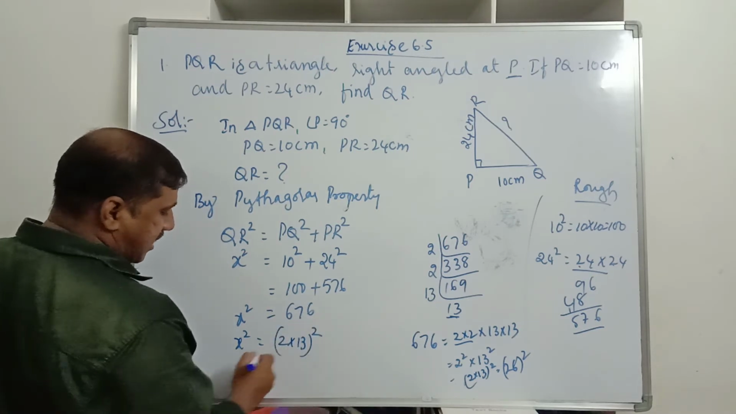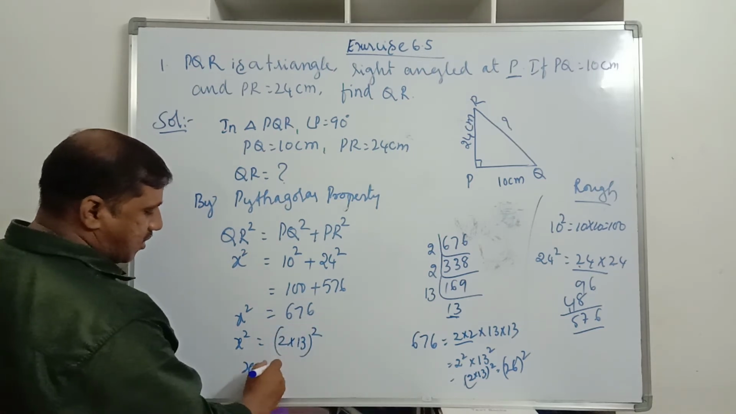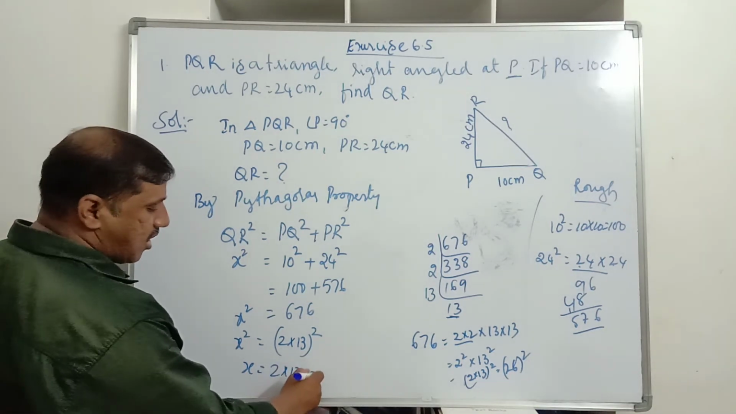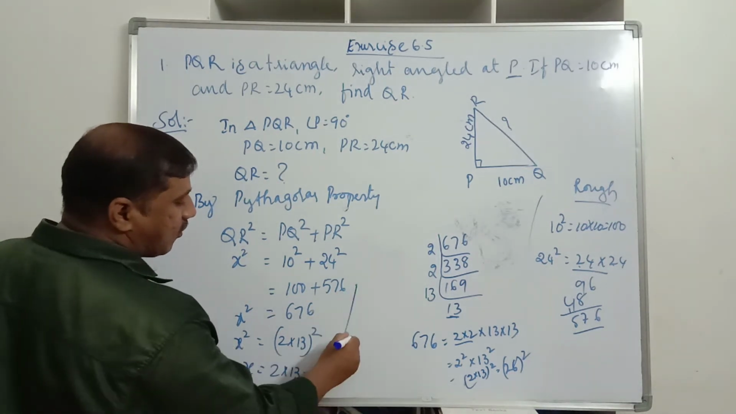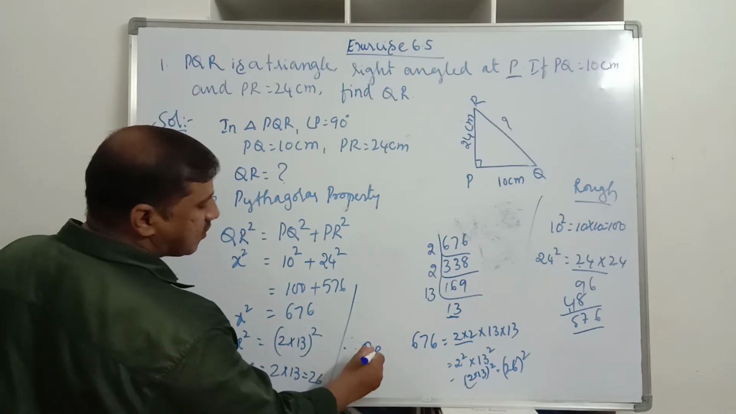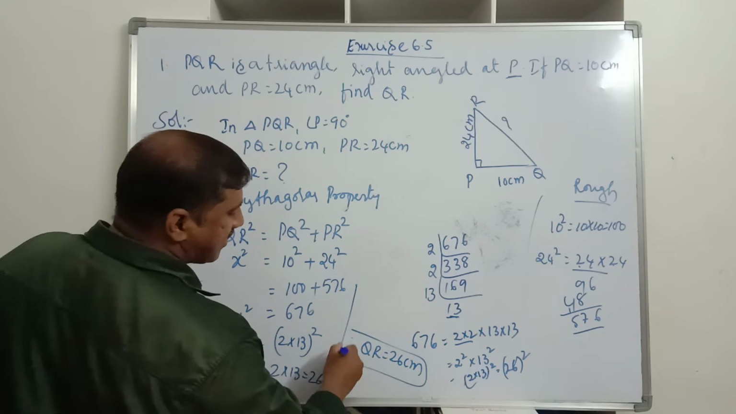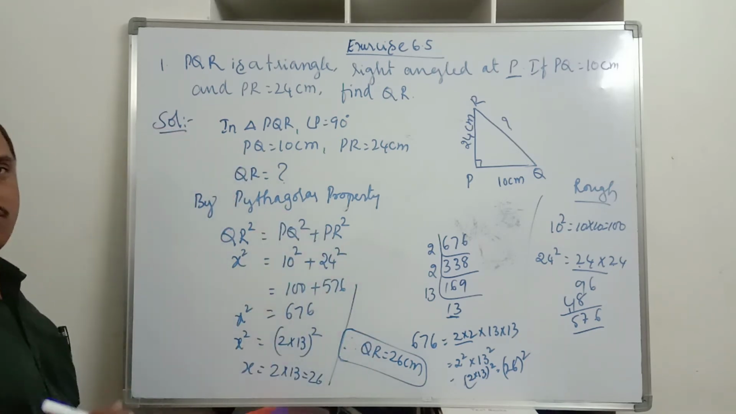That is, x is equal to 2 into 13, and 13 twos are 26. Therefore, QR is equal to 26 centimeters. We have to find 26 centimeters.